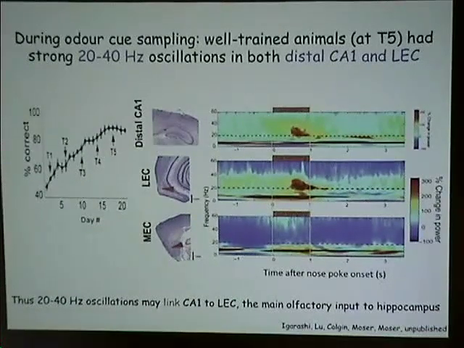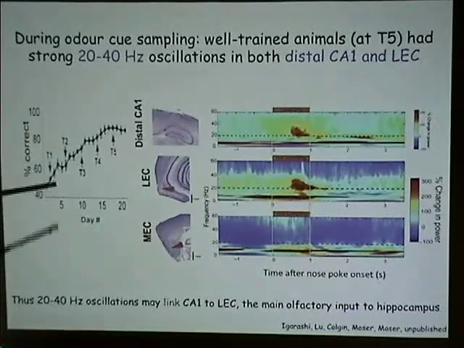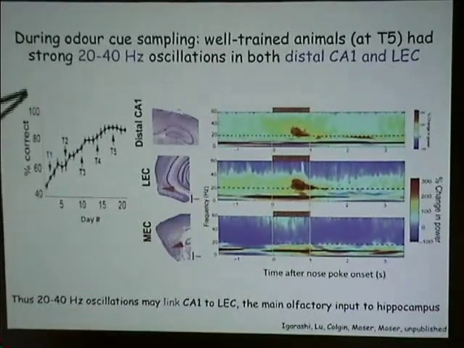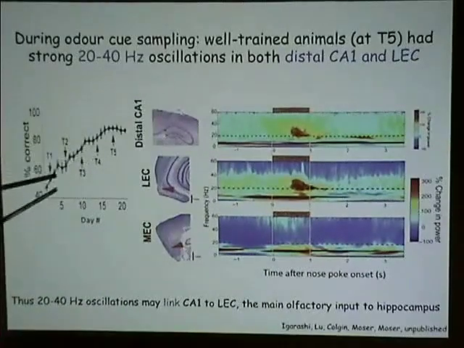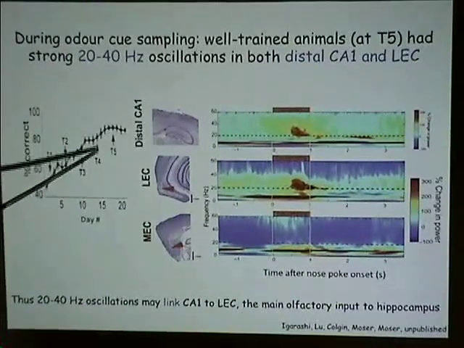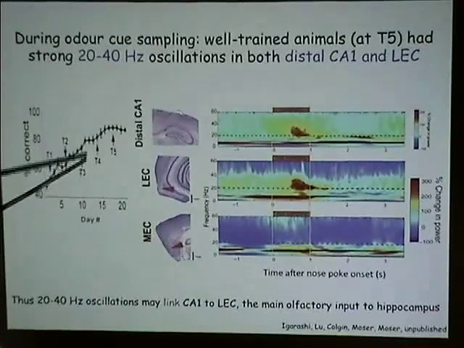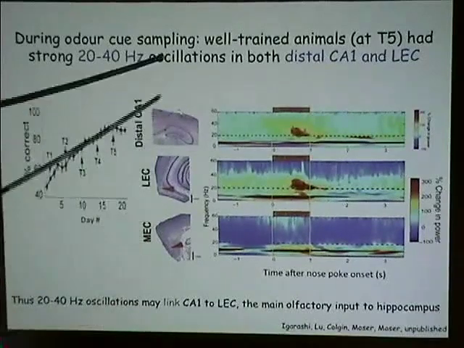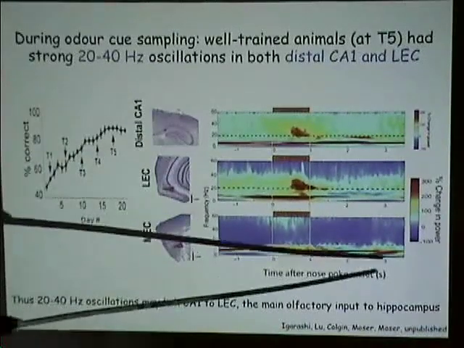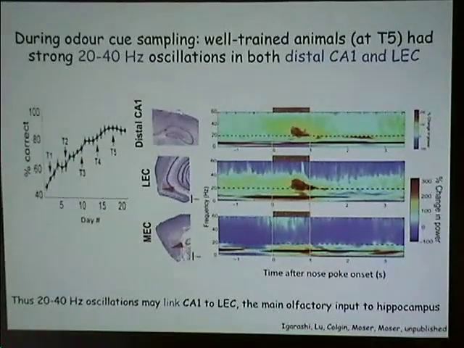lateral entorhinal, LEC. So this is just a training curve, so you can see percent correct per day, and it comes up to asymptotic levels. Then we call those certain days on this route T1, T2, 3, 4, and 5, and on T5 is when they had reached criterion, and then we ask what the spectral activity is like then.